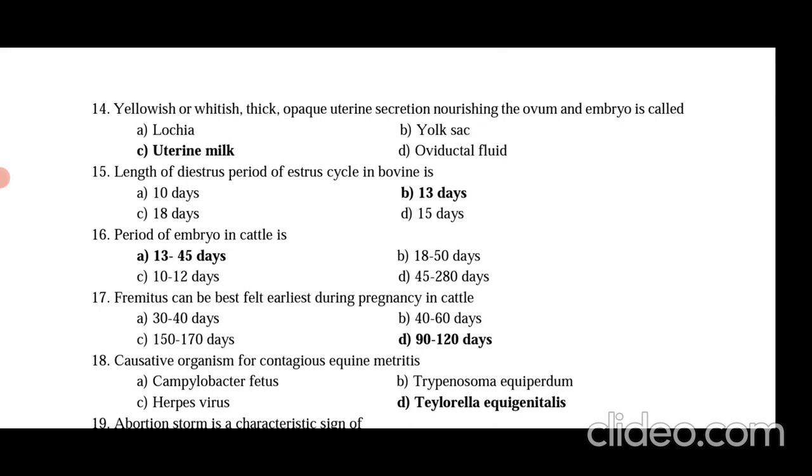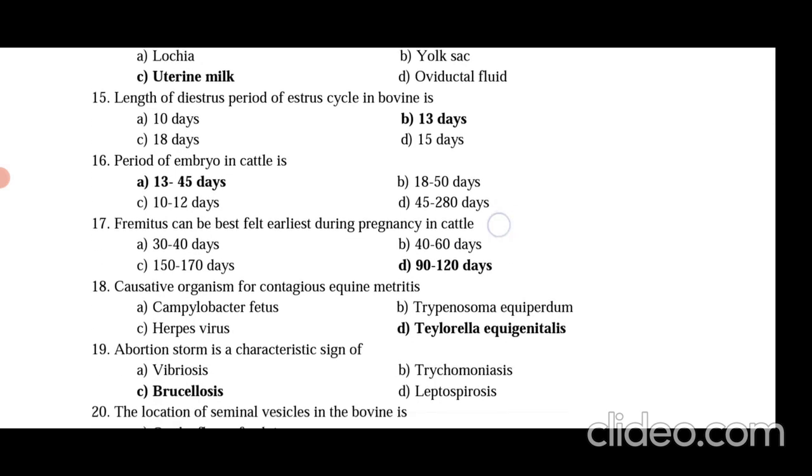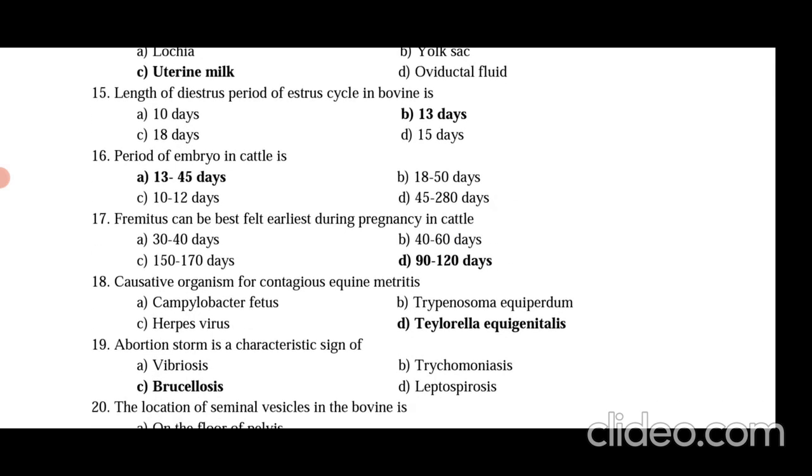The period of the embryo in cattle is 13 to 45 days. It is the period when it is called an embryo, 30 to 45 days, half a month to 1.5 months of gestation after artificial insemination, or after the sperm fertilizes the ova.